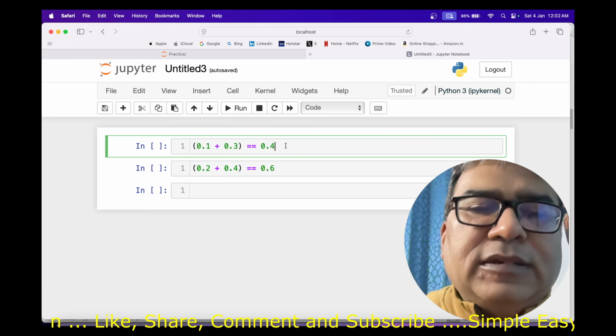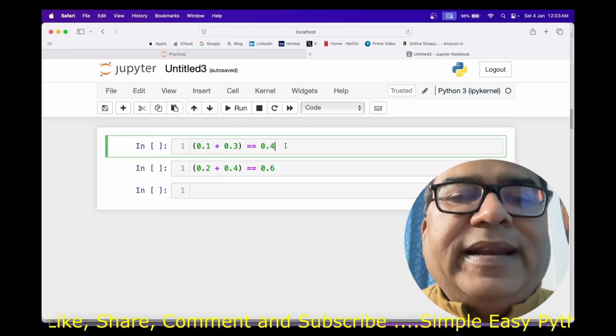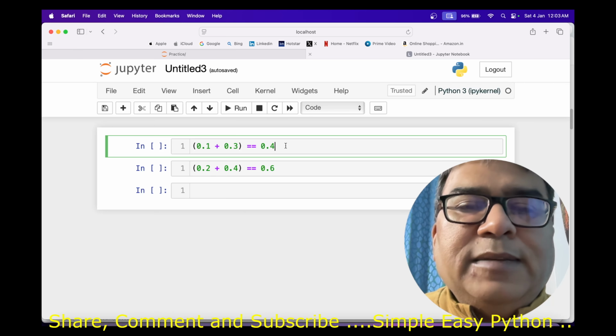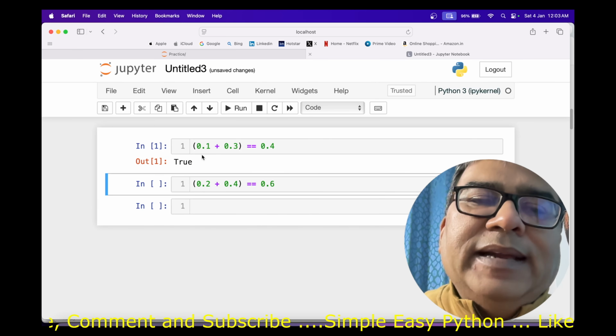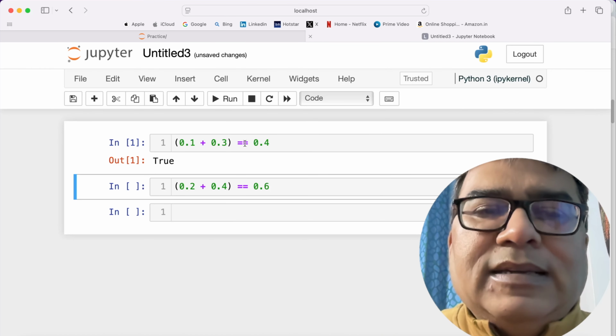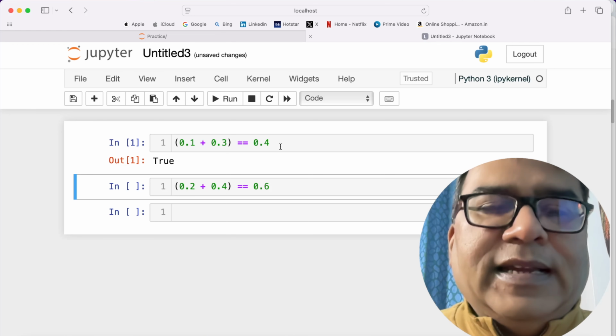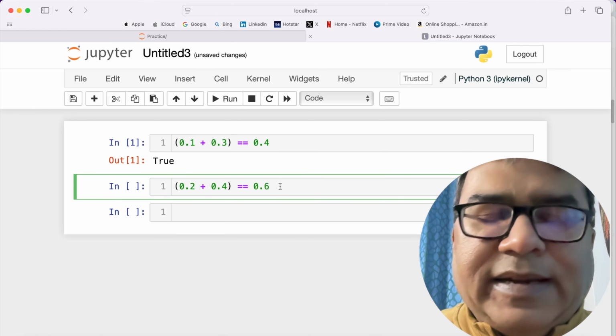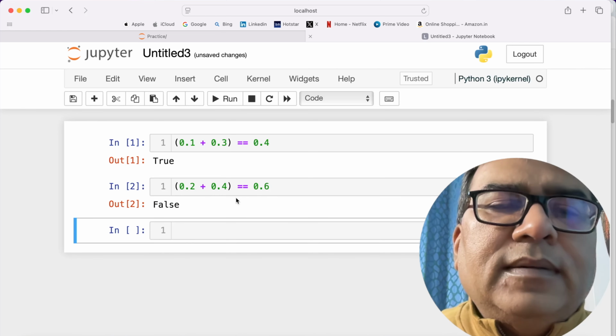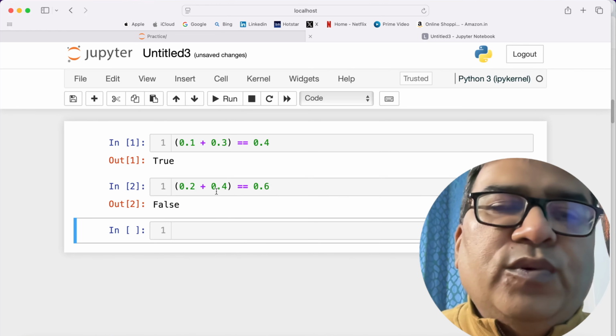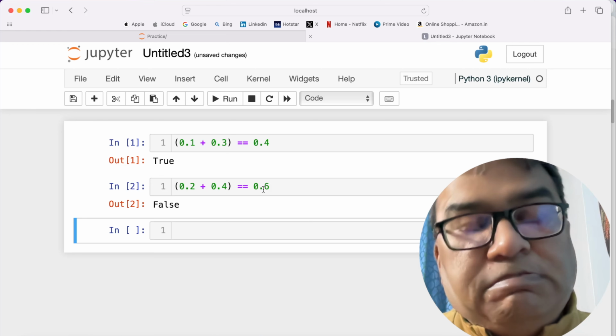Let us do the same trivial mathematics in a Jupyter Notebook in Python here. It is true, very well. So what we have been taught in school has now been validated by the computer as well. Second, 0.2 plus 0.4 is equal to 0.6.